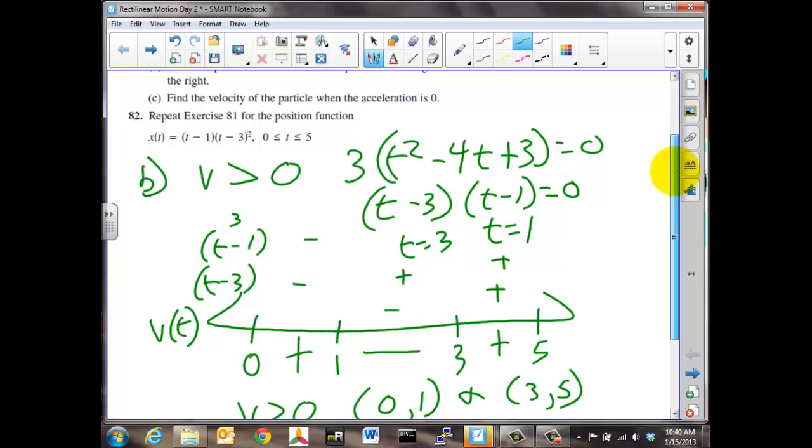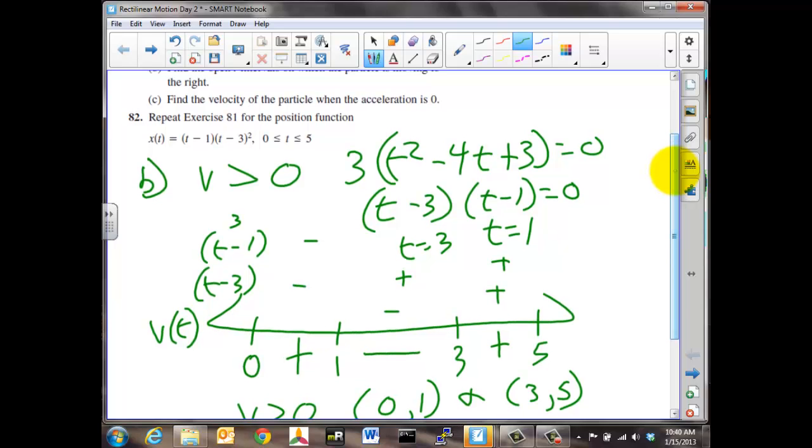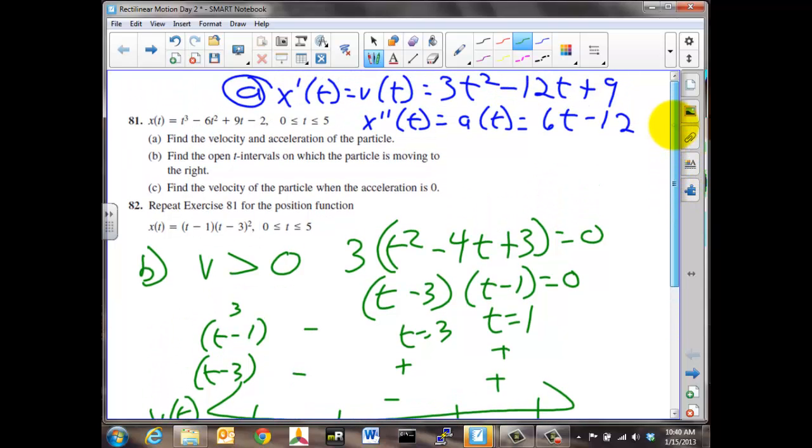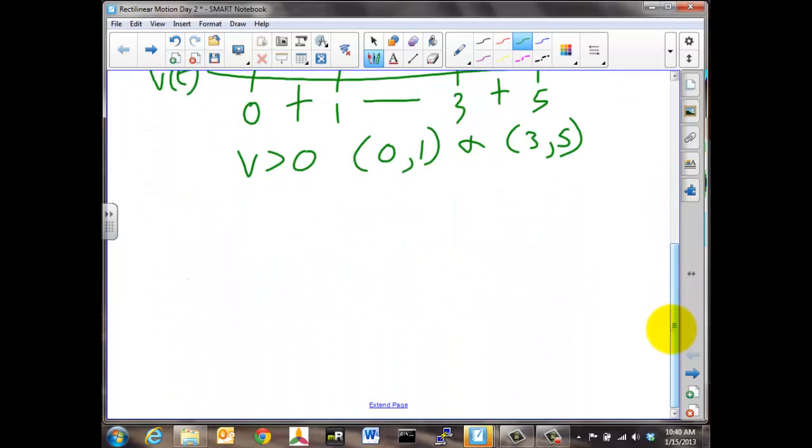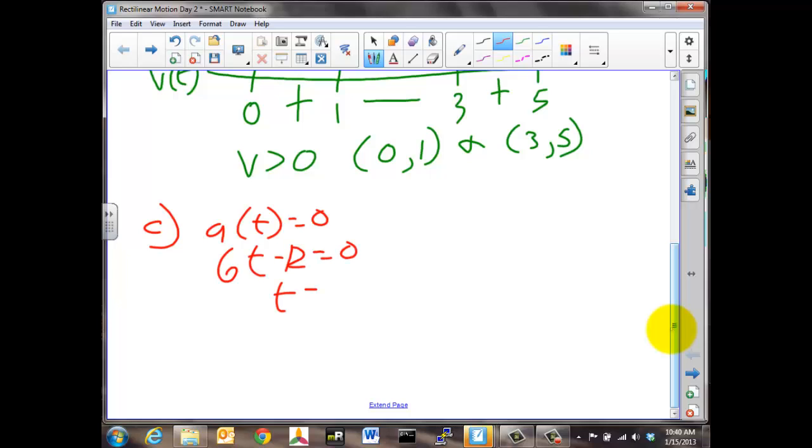Now, find the velocity when the acceleration is 0. So put in 0 for t. Or we set the acceleration equal to 0. Set the acceleration equal to 0, okay? Solve for t, then plug into velocity. Very good. Acceleration to 0. So C part, we're going to set the acceleration equals 0, which is 6t minus 12 equals 0, which is t equals 2. And we want to know the velocity at 2 seconds, right?